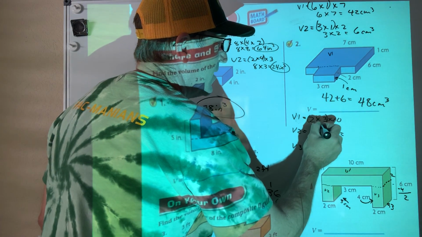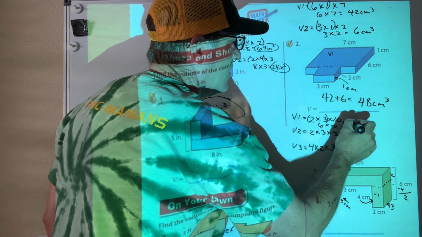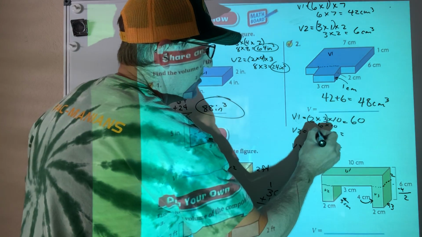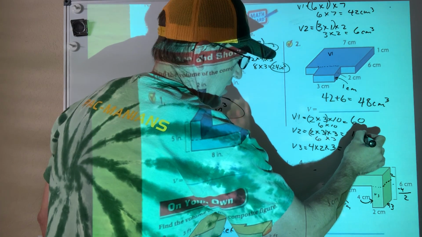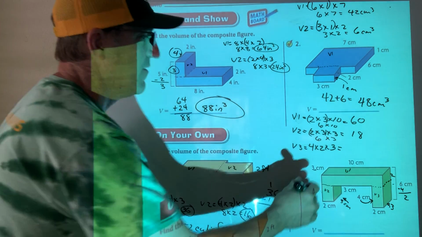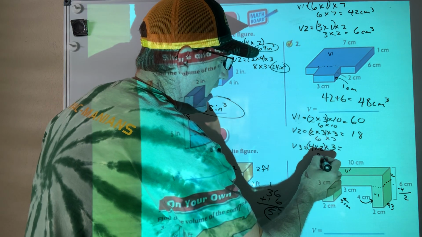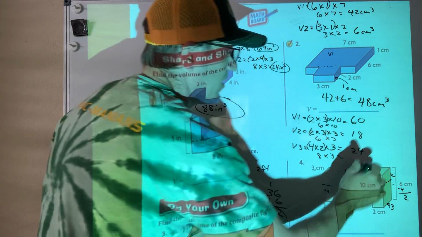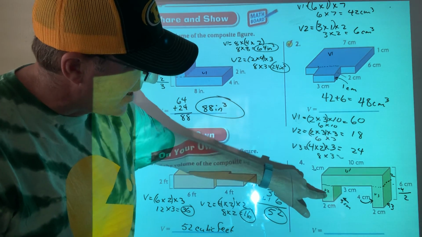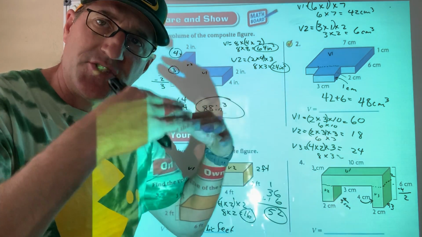V1 is 2 times 3 is 6 times 10 equals 60. 2 times 3 is 6, and 6 times 3 is 18, right? And then 4 times 2 is 8 times 3 is 24. Okay, and it makes sense. This is the biggest one, that's the smallest, that one's in the middle, so my numbers jive up.